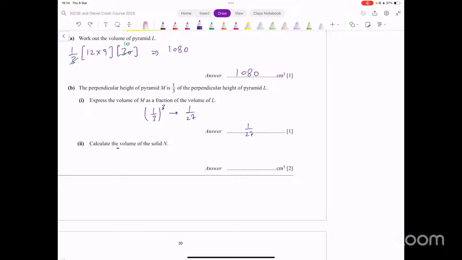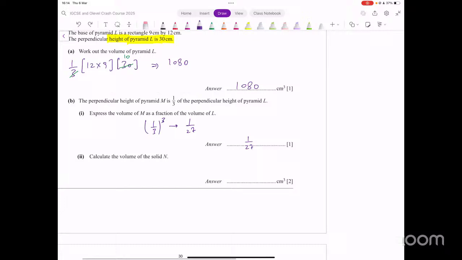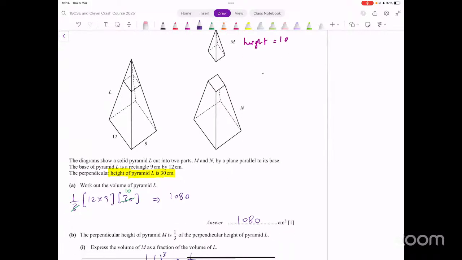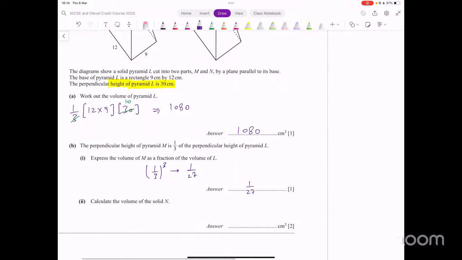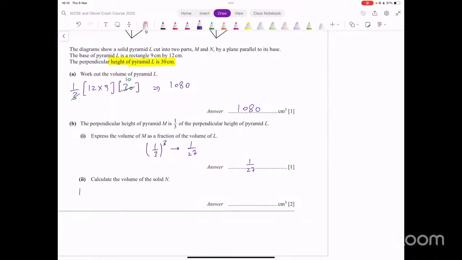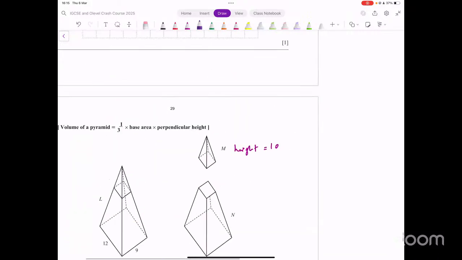Okay. Calculate the volume of the solid N. What's the solid N? This solid. How do you calculate the volume for this? The volume of this solid, it's a frustum, right? Sometimes they use that terminology as well. This is just volume of the bigger pyramid minus the volume of the smaller pyramid. What's the volume of the bigger pyramid? We found that earlier, that's 1080. That's the volume of the bigger pyramid. Subtract from that the volume of the smaller pyramid.